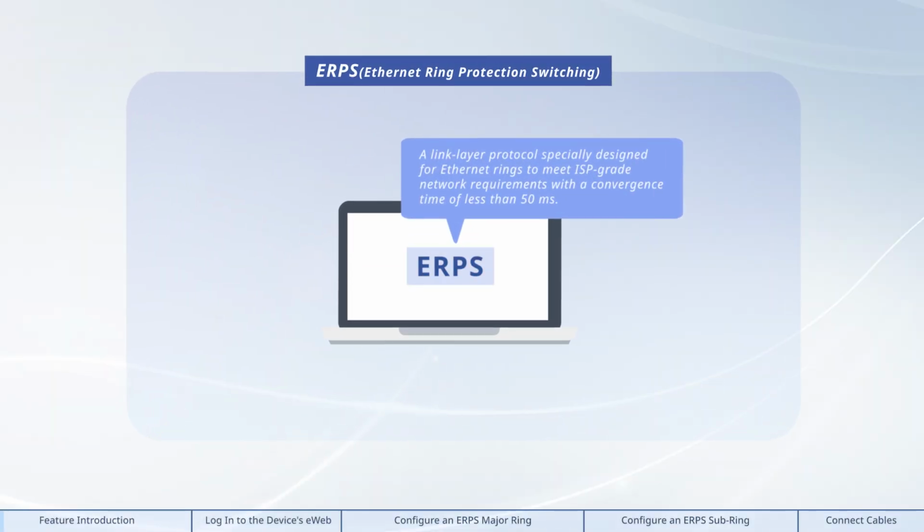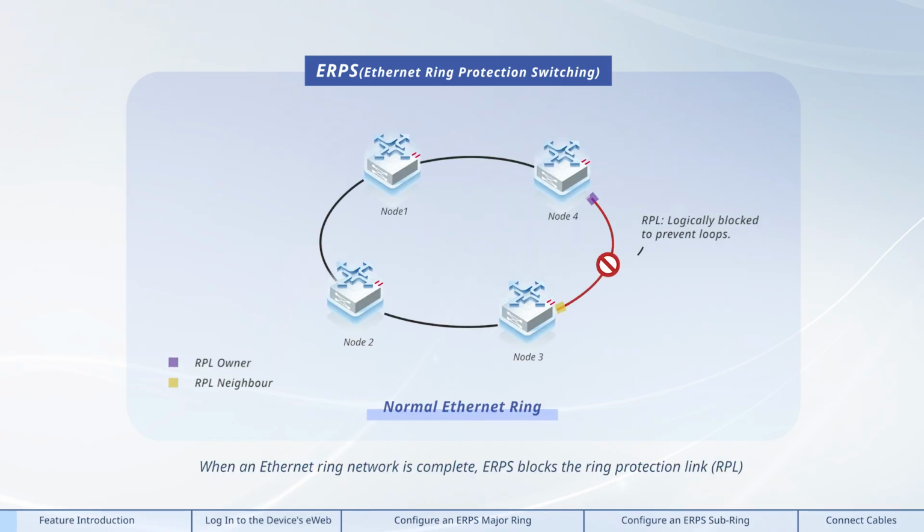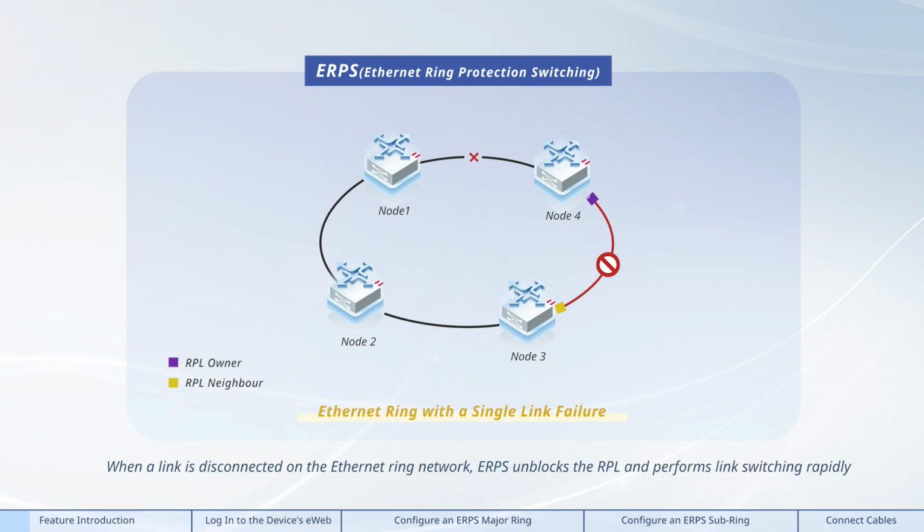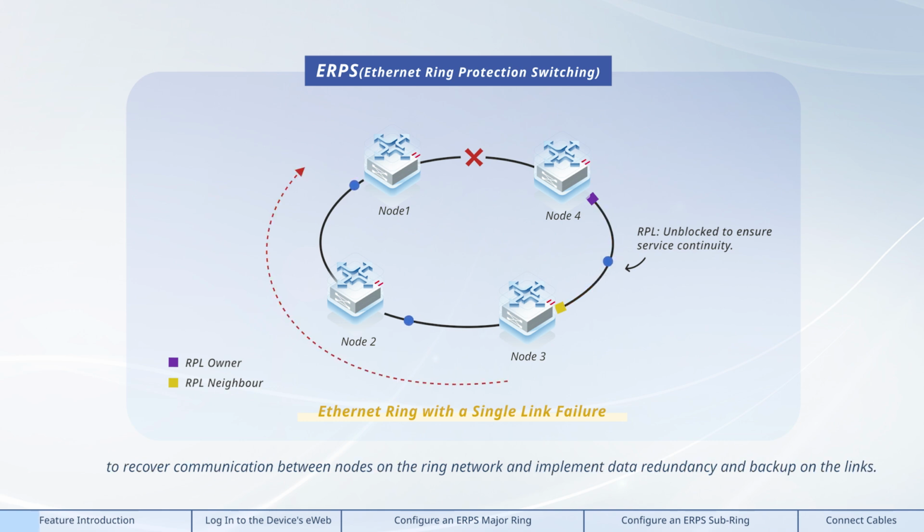ERPS is a link layer protocol specially designed for Ethernet rings to meet ISP-grade network requirements with a convergence time of less than 50 milliseconds. When an Ethernet ring network is complete, ERPS blocks the ring protection link to prevent broadcast storms caused by data loops. When a link is disconnected on the Ethernet ring network, ERPS unblocks the RPL and performs link switching rapidly to recover communication between nodes on the ring network and implement data redundancy and backup on the links.